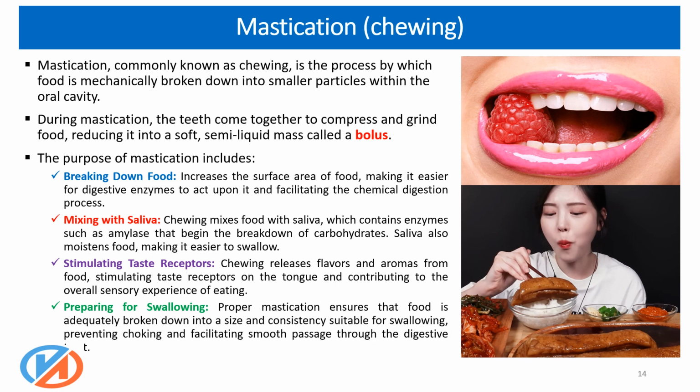The third role of mastication is stimulating taste receptors. Chewing releases flavor and aromas from the food, which stimulate taste receptors on the tongue and contribute to the overall sensory experience of eating. And the fourth one is preparing for swallowing. Proper mastication ensures that food is adequately broken down into sizes and consistencies suitable for swallowing, which prevents choking and also facilitates smooth passage through the digestive tract.